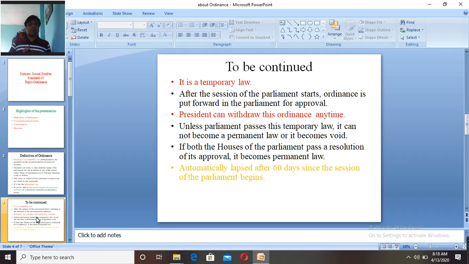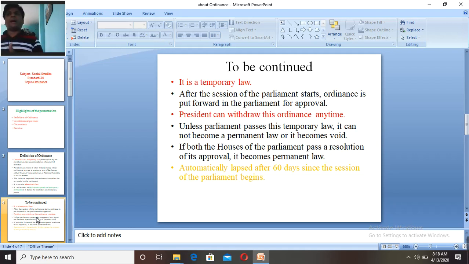It can be made permanent. And how can an ordinance be permanent? An ordinance can be made permanent by the parliament. When the parliament starts its functioning, the ordinance has to be submitted by the executive in the parliament for approval.